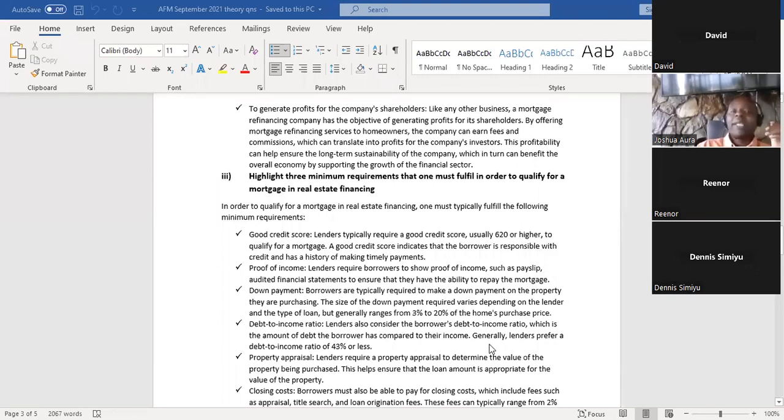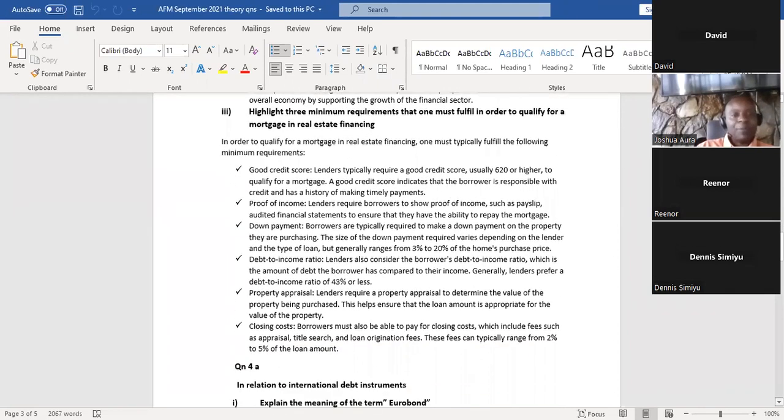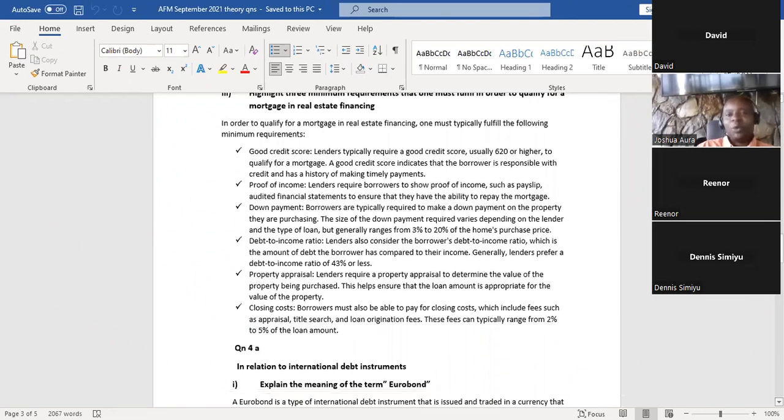Great. Yes, CRB report, good credit score. This is one of the requirements. Proof of income, I've already explained that. We have a down payment, it's very important. Debt-to-income ratio, you'll be able to read that. Property appraisal. Of course, we have the closing costs, the transaction costs. These will be looked at.